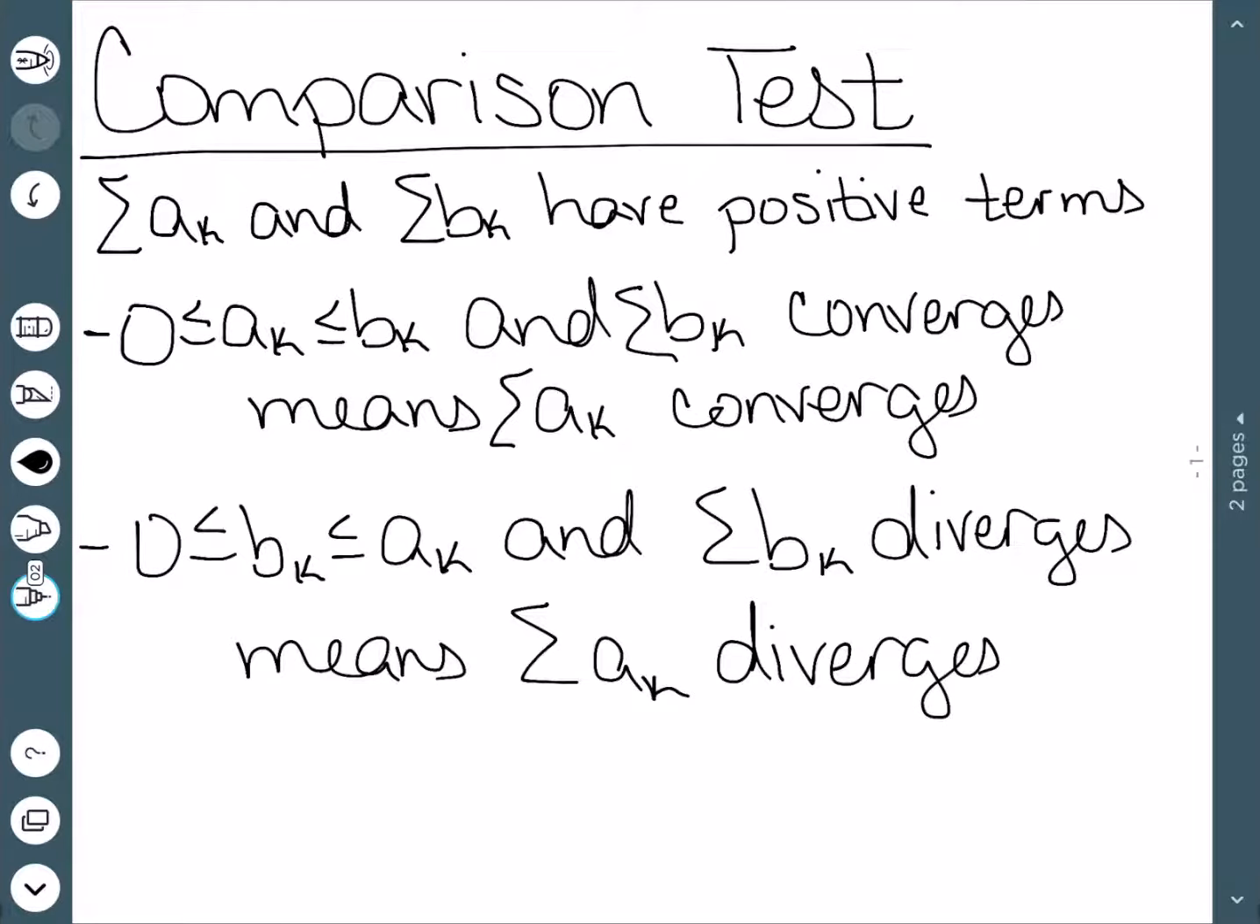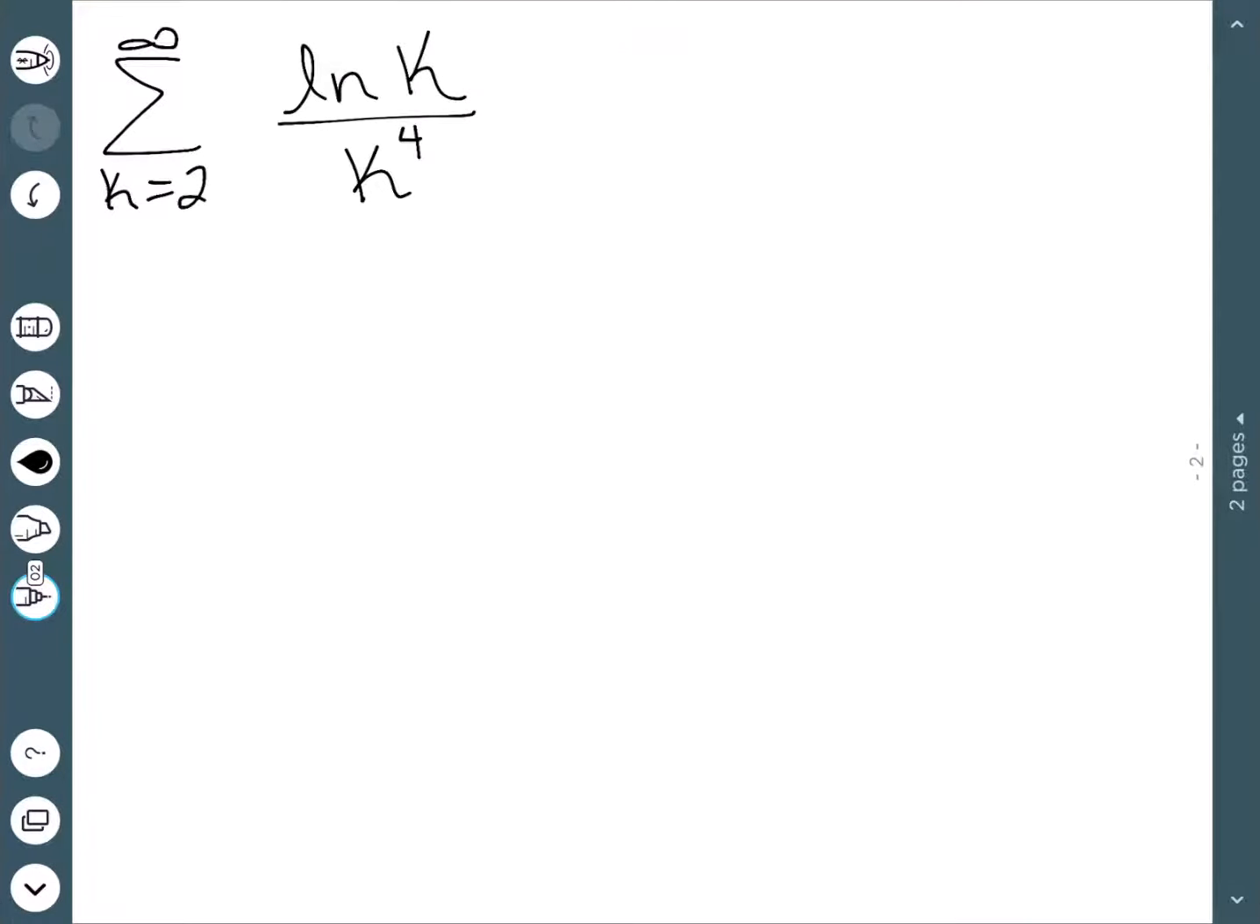Let's look at some examples. My first one, the sum from 2 to infinity of ln k over k to the fourth. The first step is to actually figure out my comparison series.